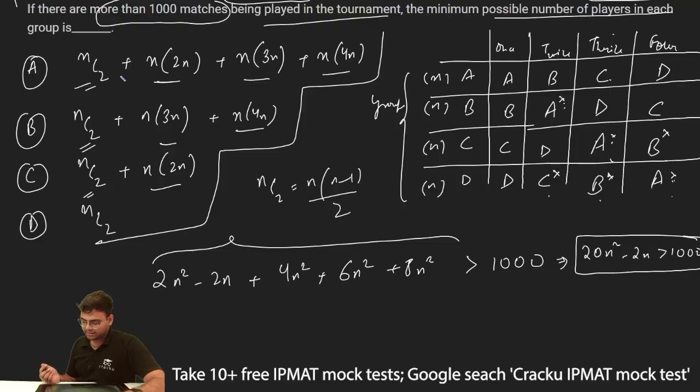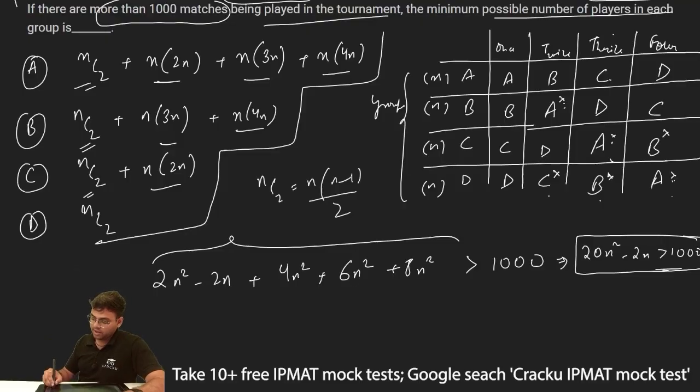Put the value of n equal to 4. Then it is 16 into 20, which is 320, minus something, which will definitely be less than 1000. So n equal to 4 is not working. Let's say n equal to 6. 36 into 20 is 720, and with something subtracted from 720, this will be less than 1000, so not counted. Let's check for n equal to 7. 49 into 20 is 980, and 980 minus 14 is 966, which is again less than 1000.